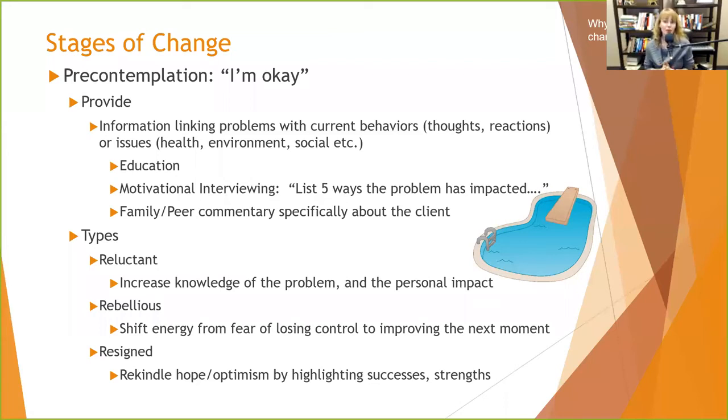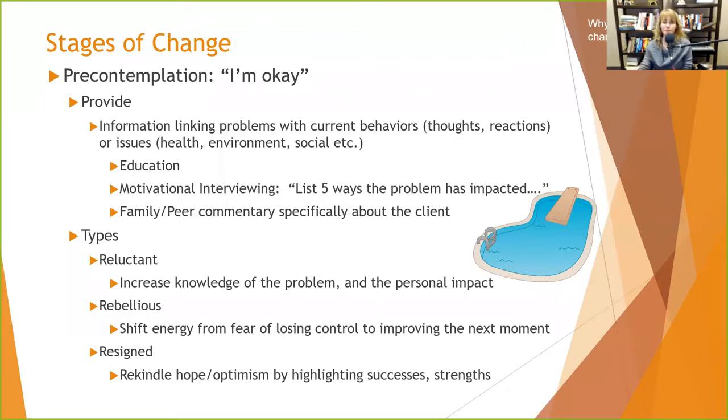And the resigned pre-contemplator may have just tried so many times to quit smoking or quit drinking or start exercising or whatever it is that they don't want to try again. They don't want to be let down again. So we want to highlight their successes and their strengths. In pre-contemplation, it's like being outside in the summer and thinking, there's a pool over there, but I'm not that hot yet. I'm fine. I don't need to jump in the pool.